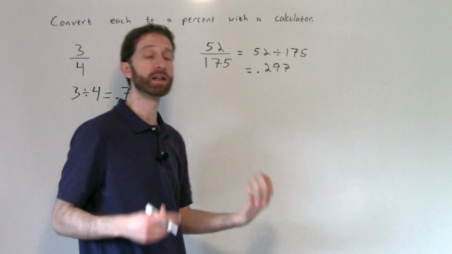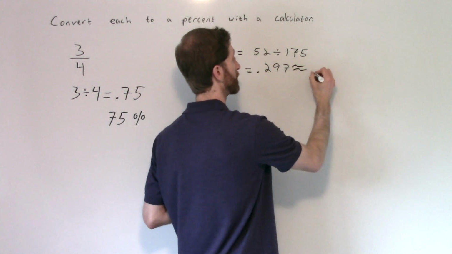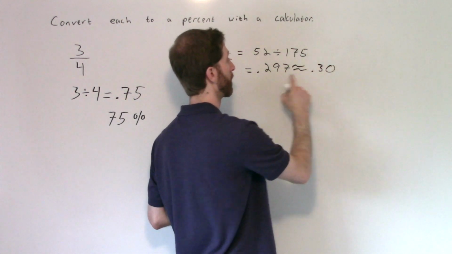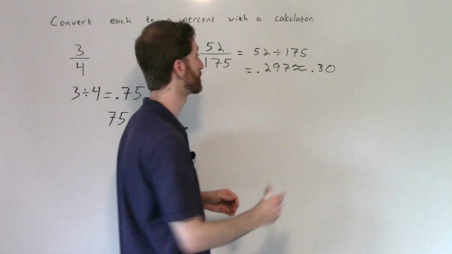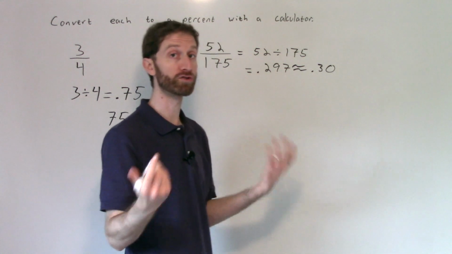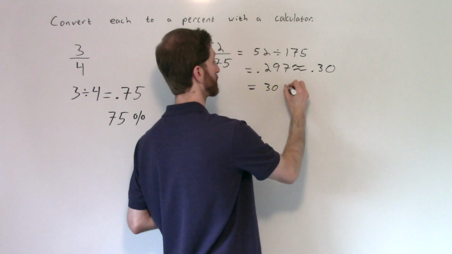Well, it depends. Let's say that we're rounding to the nearest hundredth. This is about 0.30, right? That 7 would round that up to the nearest hundredth and we'd get 0.30. That's 30 hundredths, or 30 per 100, which is 30%.